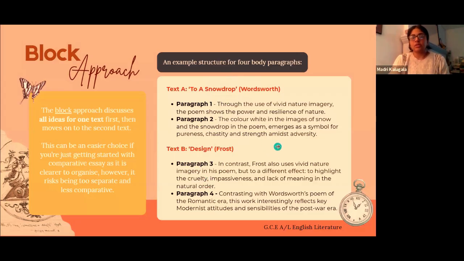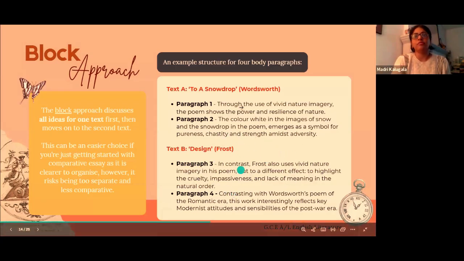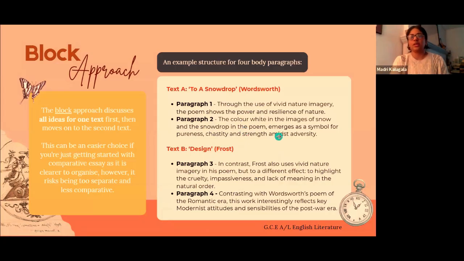So by the second text, you start saying, in comparison to text A, this is how text B is similar or different. You use words like "in contrast". Frost also uses vivid nature imagery, but to a different effect, for example, to highlight the cruelty, the impassiveness or lack of meaning in the natural order. So you talk about your second text after you finish talking about your first text. That's how the block structure usually works.